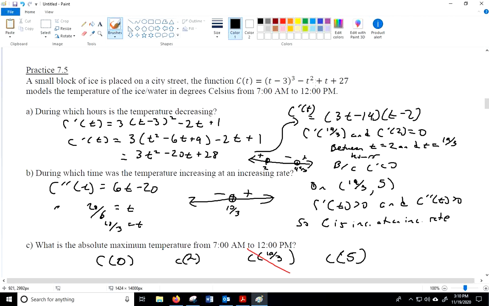That'd be a negative 27 plus 27. That's 0. C of 2. That would be 1 cubed is 1. So negative 1, sorry. Minus 4 is a negative 5. Plus 2 is a negative 3. Plus 27 is 24.